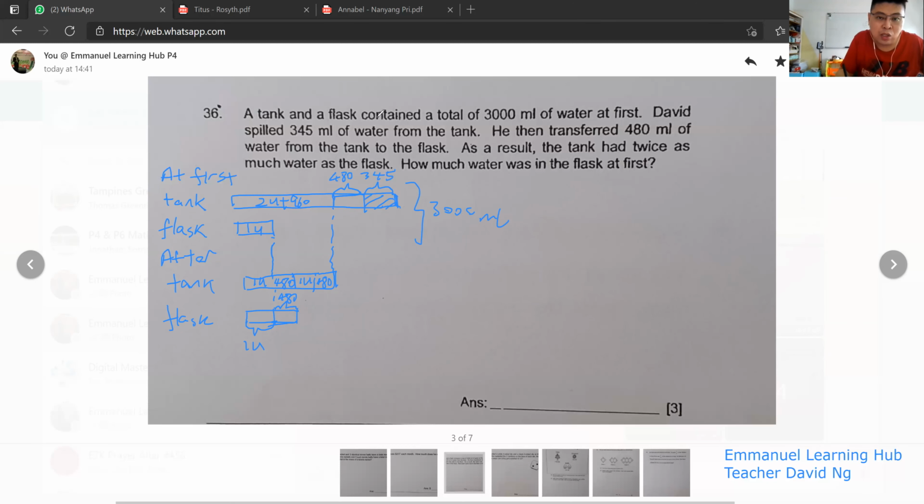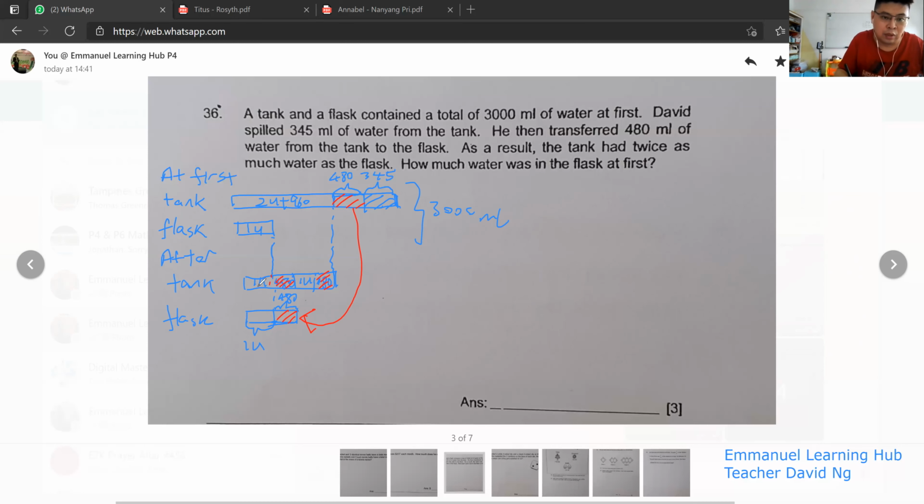So you have your tank and a flask containing a total of 3,000 ml of water at first. David spilled 345 ml from the tank. He then transferred 480 ml to the flask. Let me draw nicely. So he transferred this 480 here. Originally the flask is 1 unit, so this 480 was transferred here, from the tank to the flask. As a result, the tank has twice as much water compared with the flask. This part is correct. The model is correct.